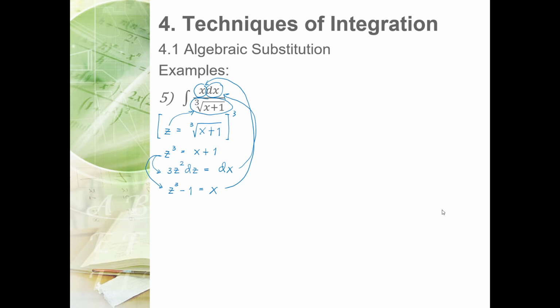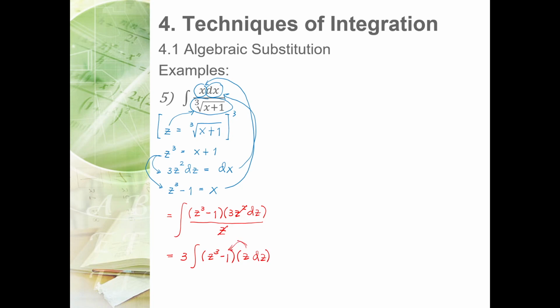Okay, so you can now start with the substitution process. So the x variable in the numerator, that's z cubed minus 1. And then dx is 3z squared dz. Okay, then divided by the cube root of x plus 1, that's the z variable. So you can cancel out one z, and the expression becomes even simpler. So factoring out 3, then we have z cubed minus 1. Then this one is z dz.